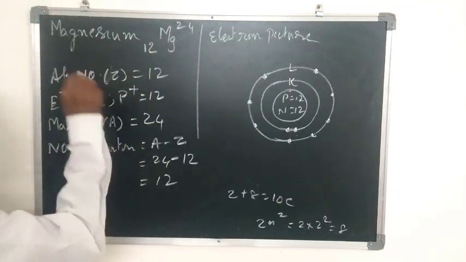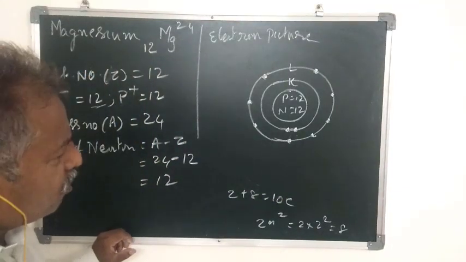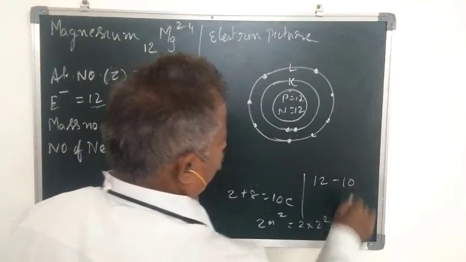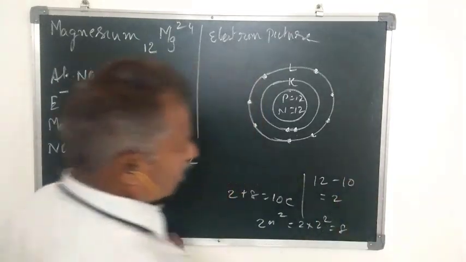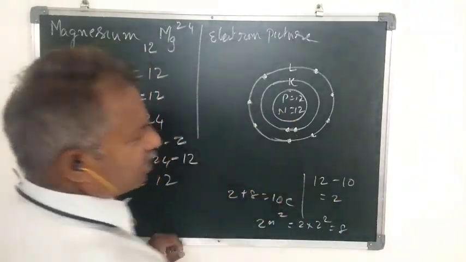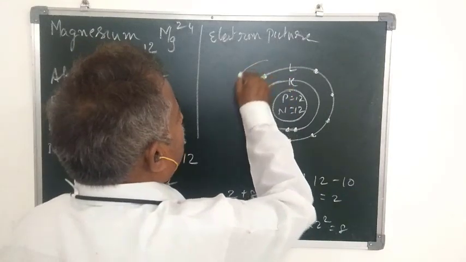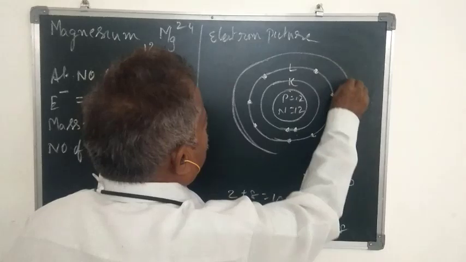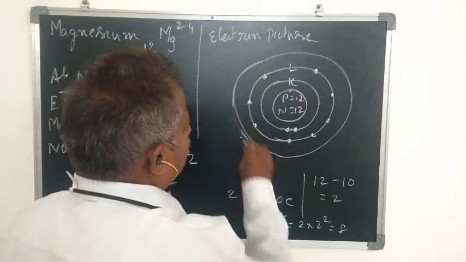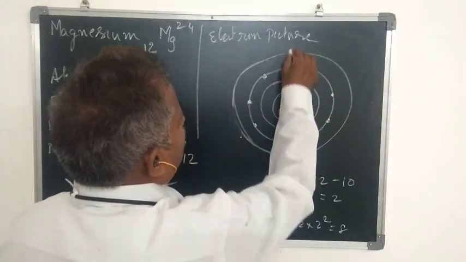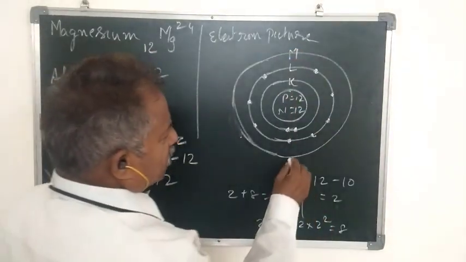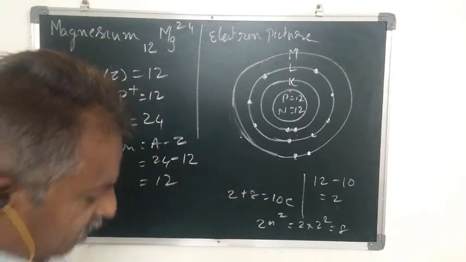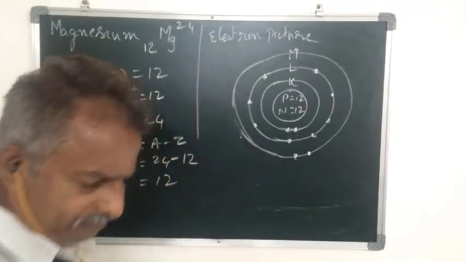But what is the number of electrons? Total number of electrons in magnesium is 12. So here, 12 minus 10 accommodated already, so still 2 electrons are left. So these 2 electrons enter into the third shell. So this is third shell. What is the name of the third shell? M shell. Yeah. How many electrons? 1, 2. Right. Now let us write the electronic configuration.